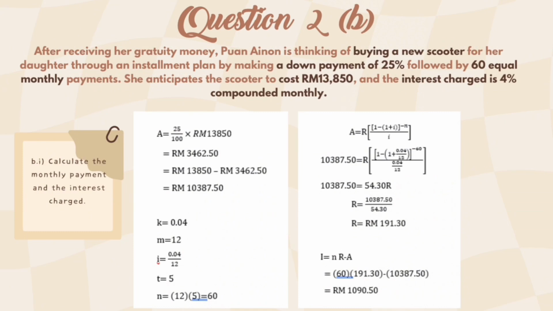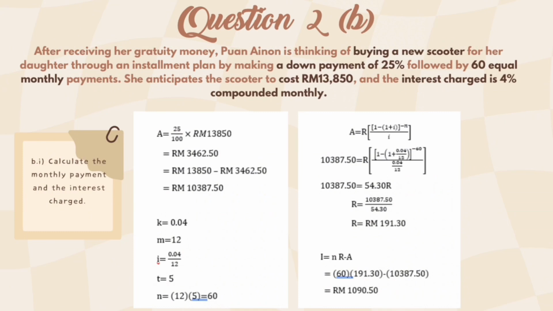Puan Ainun is thinking of buying a new scooter for her daughter through an installment plan by making a down payment of 25% followed by 60 equal monthly payments. She anticipates the scooter to cost 13,850 and the interest charge is 4% compounded monthly. B1. Calculate the monthly payment and the interest charge.